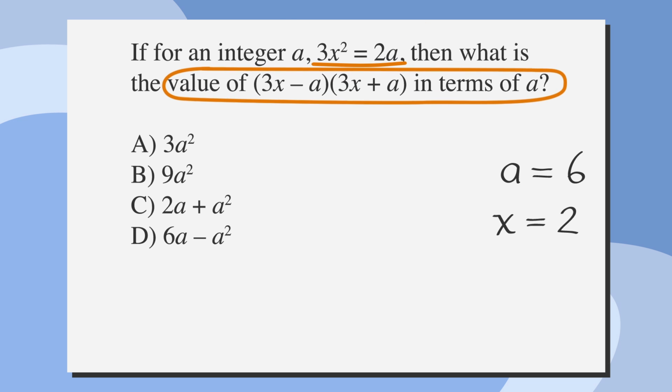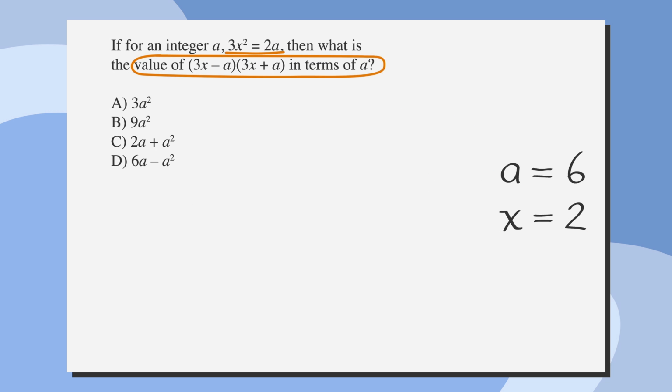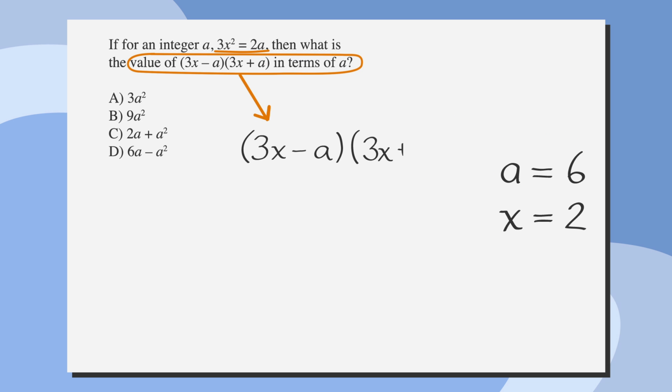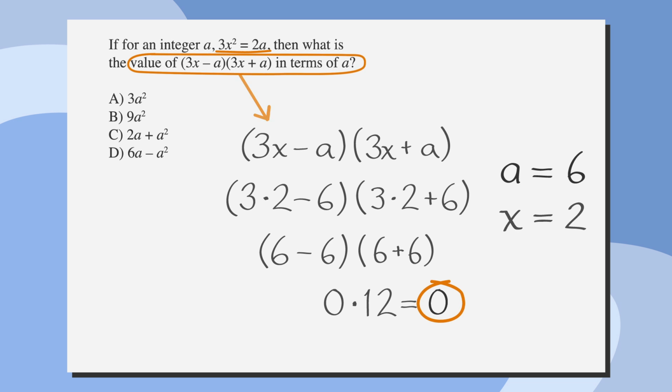Let's go back to the question now. We see that we aren't done yet because we aren't actually looking for x. What we want is 3x minus a times 3x plus a in terms of a. Since we know that we can use 2 for x and 6 for a, we want to go back and plug both variables into the equation. We get 3 times 2 minus 6 times 3 times 2 plus 6. Doing the multiplication, we get 6 minus 6 times 6 plus 6, which becomes 0 times 12, or 0.